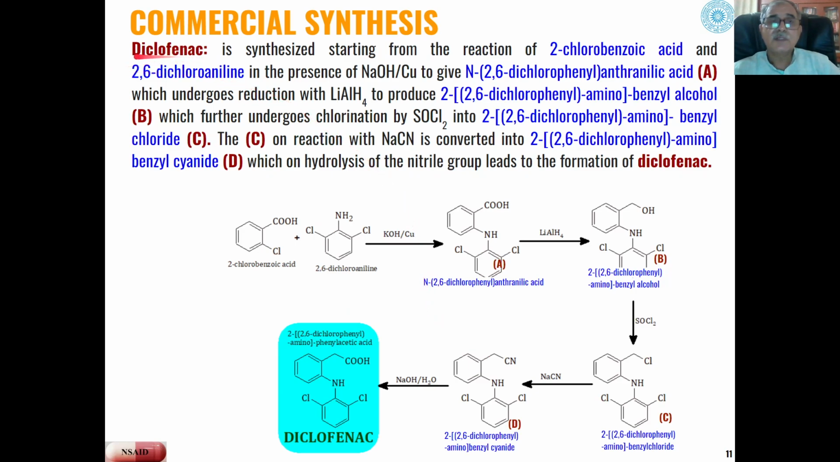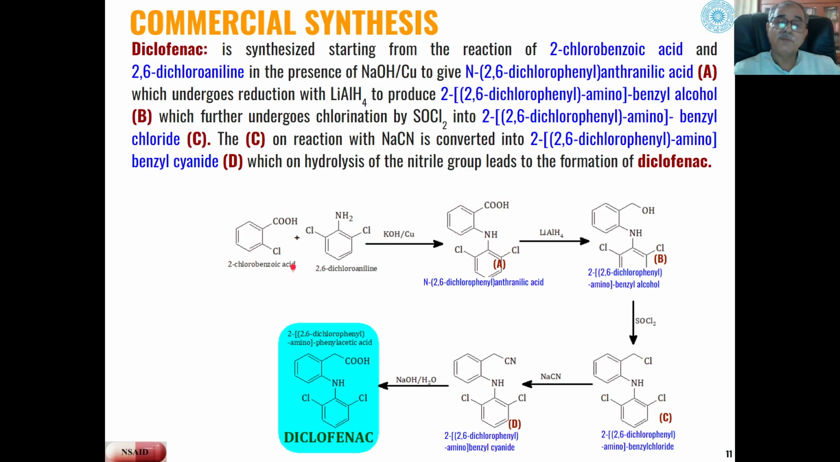The next is diclofenac. This again is very commonly used. Even you must have taken it many times during infections and other types of analgesic and antipyretic diseases which may have taken place. Now, this diclofenac can be synthesized when the aromatic amines are condensed with aromatic carboxylic acid.